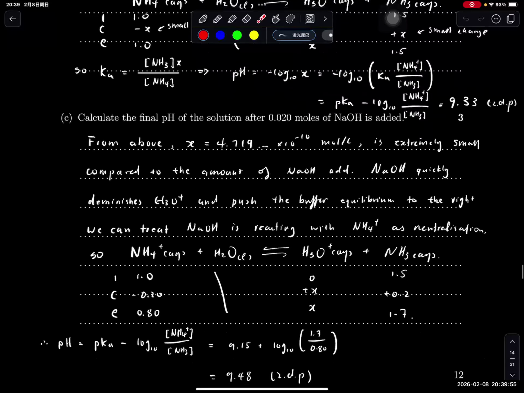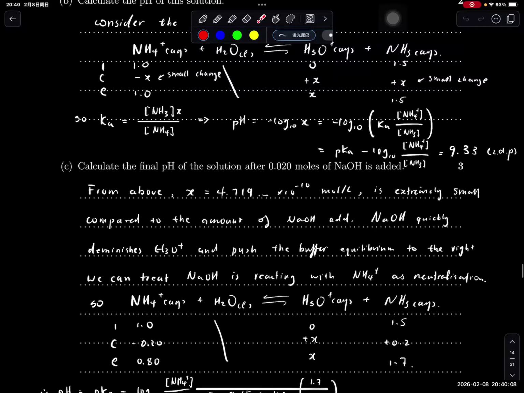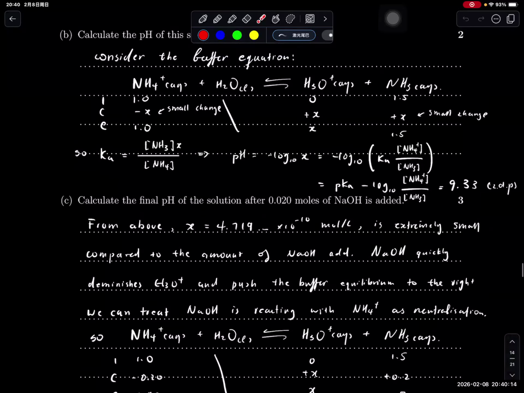Question C, the final pH after all. So now there's a disturbance that asks you to calculate the final pH. Well, certainly, let's do that. From the above, X is the concentration of hydronium ion. Let's just work it out. It should be this number. It's easy to work out, just use the pKa values or the Ka values to solve for X.